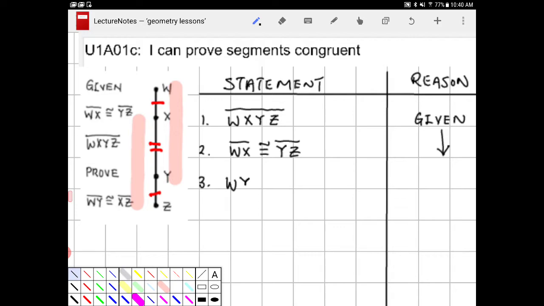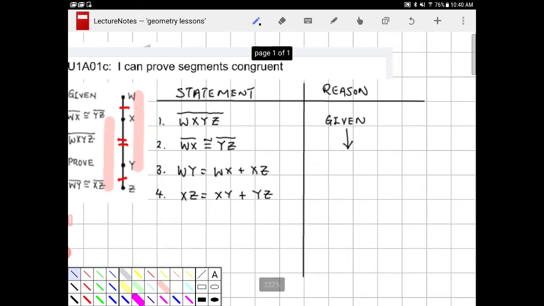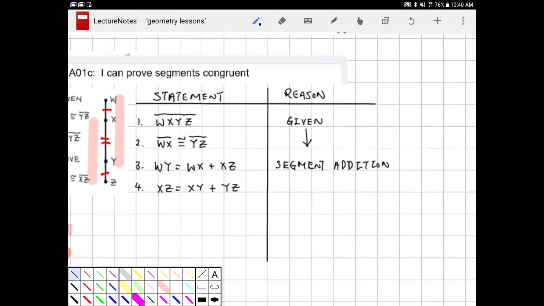I know that WY is made up of WX plus XZ. Similarly, I also know that XZ is made up of XY plus YZ. Isn't that right? And this is true, and it requires no prerequisite information whatsoever. This is true because of the segment addition postulate.